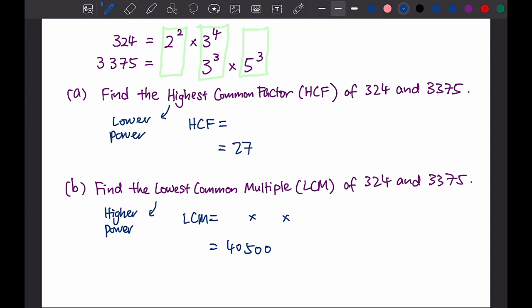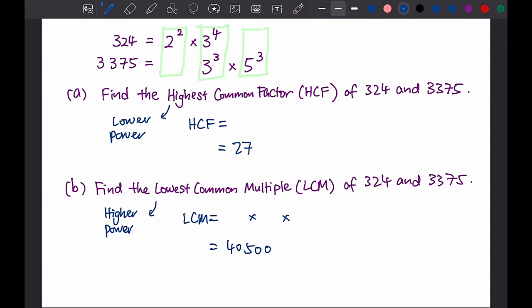Right, first of all, factor. What is a factor? Factor is a number such that, let's say, 2 is a factor of 324. So 324 can be divided by 2. And we want it to be common between what? 324 and 3375. And we want it to be the highest possible. Otherwise, we'll end up with a factor of 1.